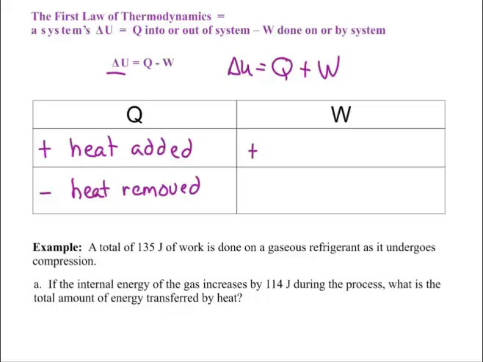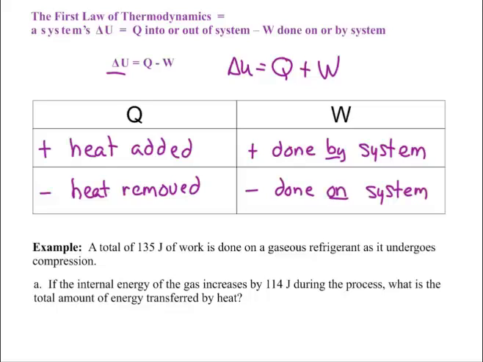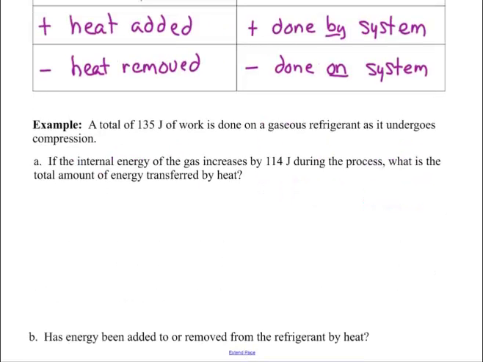Work, if work is positive, it is work done by the system. If work is negative, it is work done on the system. Mnemonics, if you want: heat is added, that's plus, removed is minus. For work, it's a little harder. On and negative both have N's. That might help you. So let's take a look at a problem that uses that information.